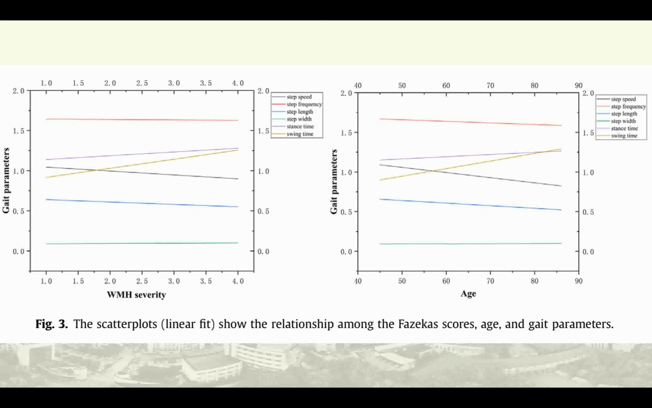Scatter plots with linear fit, which show the relationship between Fazekas score, age, and gait parameters, are shown in Figure 3. With an increase in Fazekas score, gait parameters worsened, including a decrease in step speed and step length, and an increase in step width, stance time, and swing time.